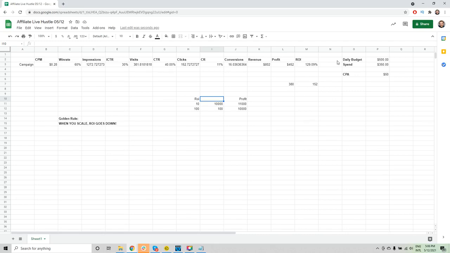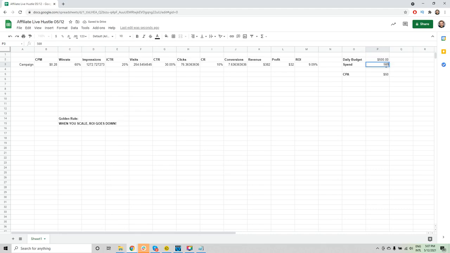Because you can also drag your campaign into a loss by scaling too early. And I'm going to show you that as well. Okay, cool. So let's say our ICTR is only 10%. Oh, we're already in the red. Okay, at 20%. The CTR is 30%, and the conversion rate is 10%. All right, cool. So we have a new campaign.